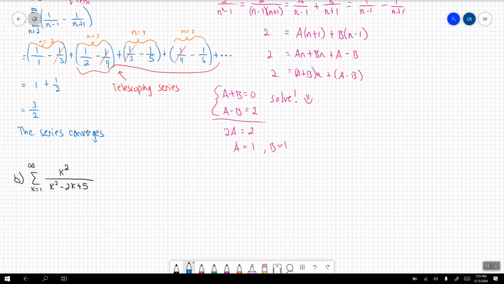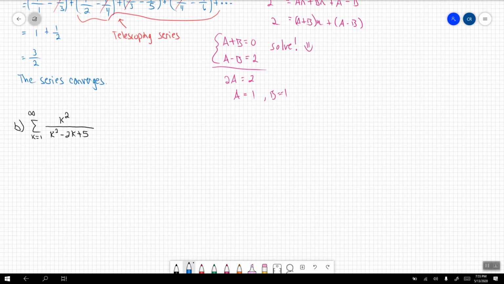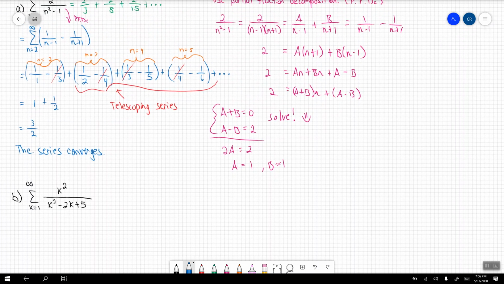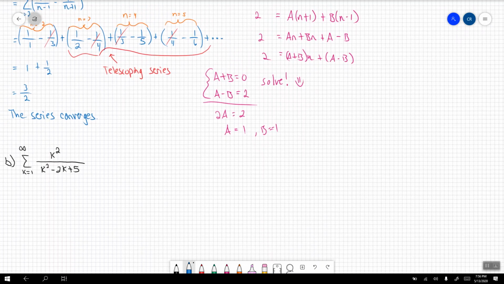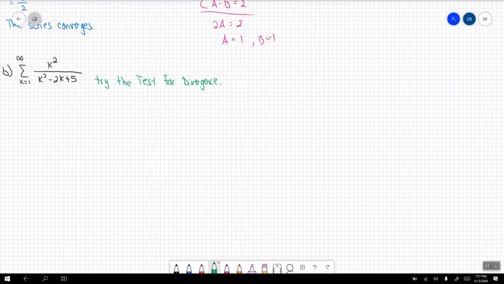All right, so we're going to use this example for part B. All right, here we go. So we could try to use partial fractions to break this down a little bit more and analyze it. My suggestion would be not to. My suggestion here is to try the test for divergence. So let's look at that test for divergence then.